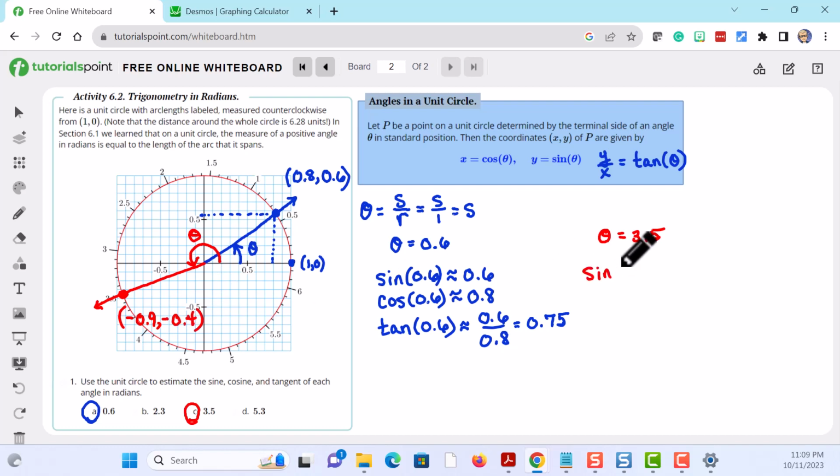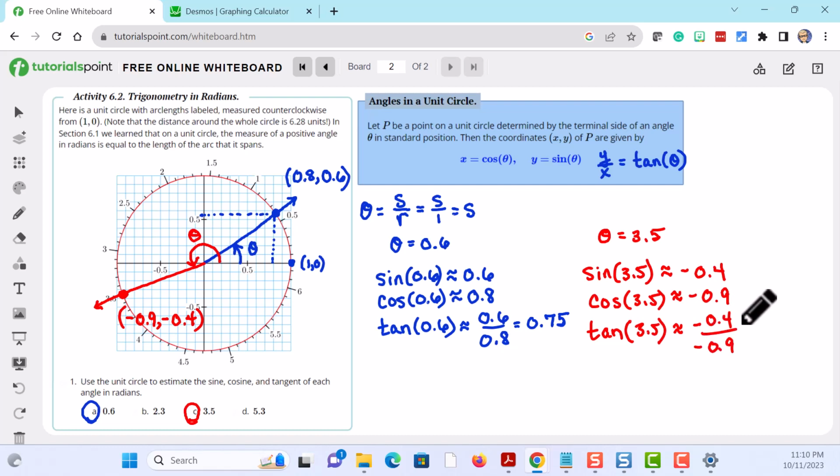So the sine of 3.5 is approximately our y-coordinate of negative 0.4. The cosine of 3.5 is approximately the x-coordinate of negative 0.9. And the tangent is the ratio of the y value to the x value. So you get negative 0.4 divided by negative 0.9, and that is approximately 0.4. A negative divided by a negative gives us a positive value.